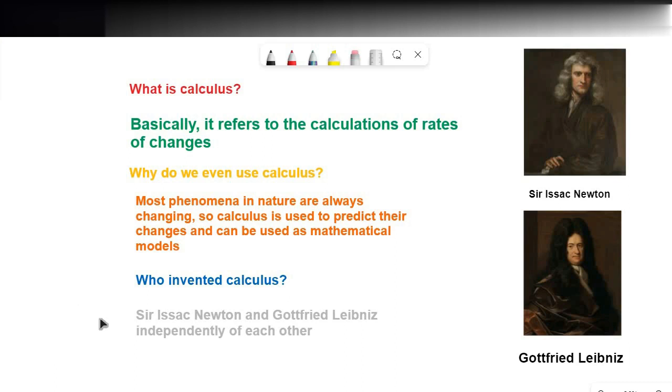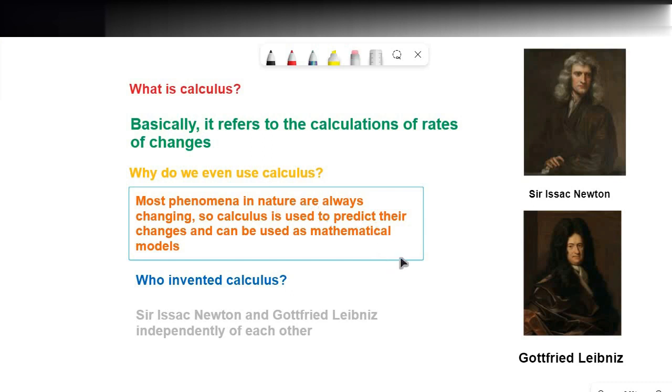Today I'll be discussing a topic in maths that I'm sure most students face problems in, which is calculus. Now, what is calculus? Basically, it refers to the calculations of rates of changes. And why do we even use calculus? It's mainly because most of the phenomena in nature are always changing. So calculus can be used to predict their changes and can be used as a mathematical model.